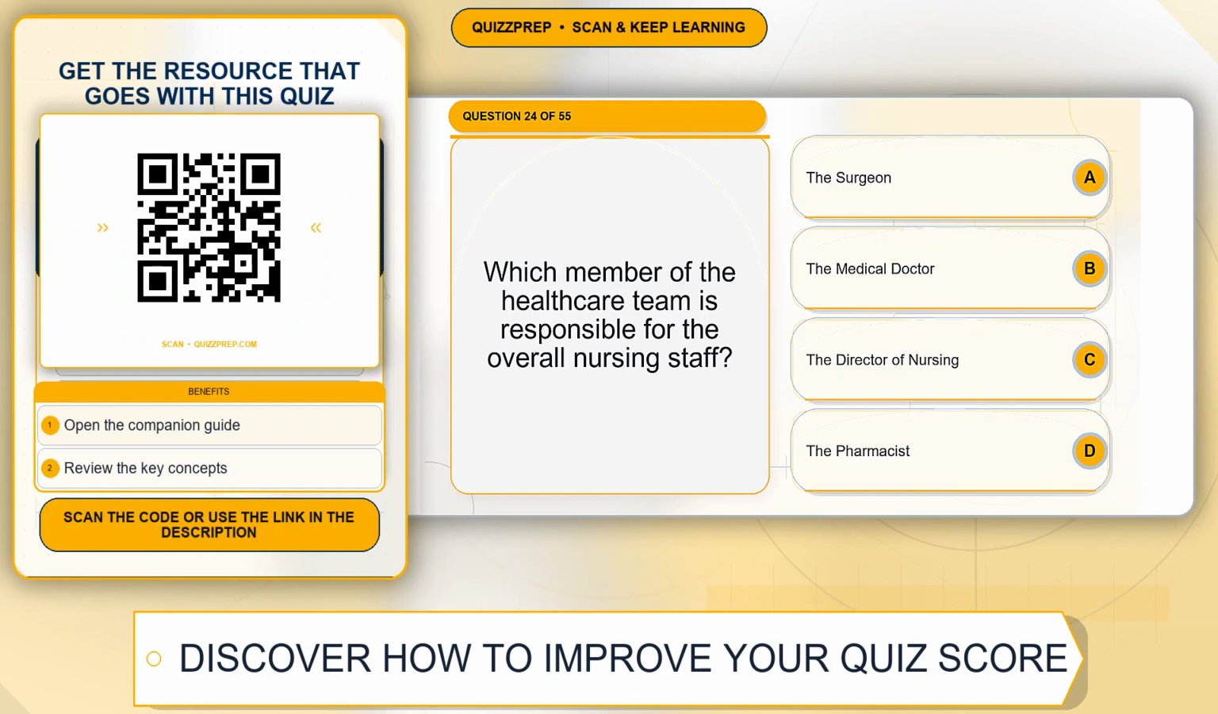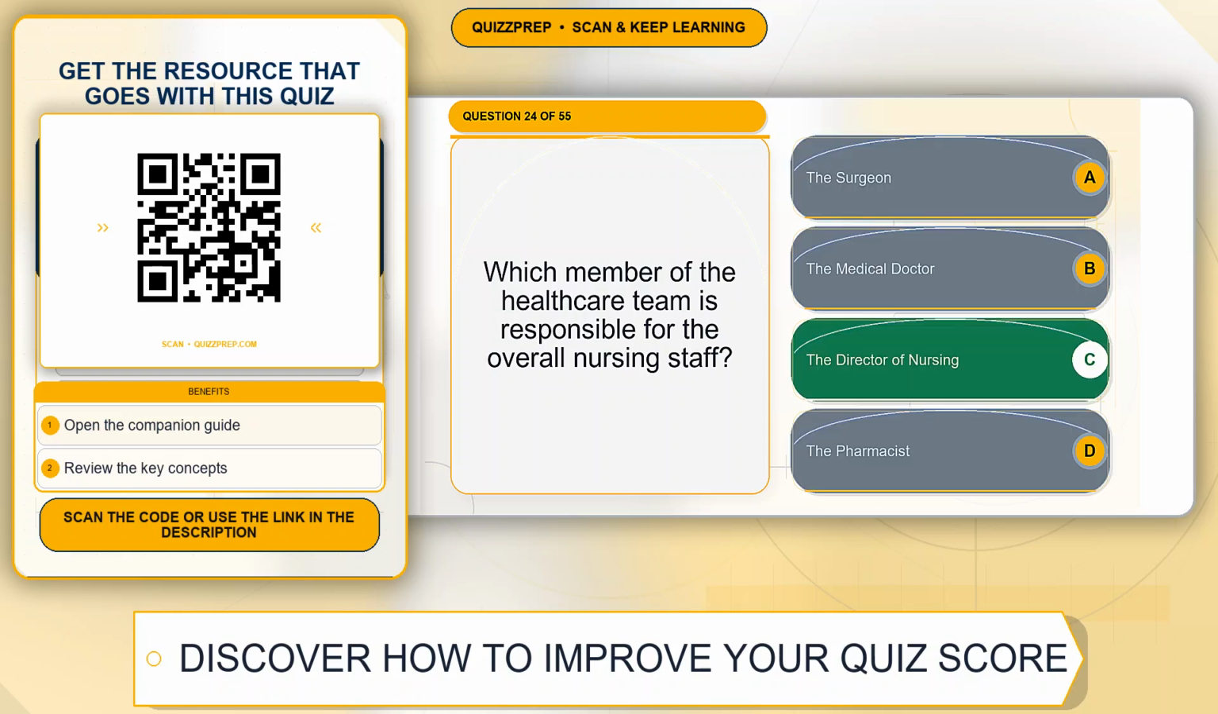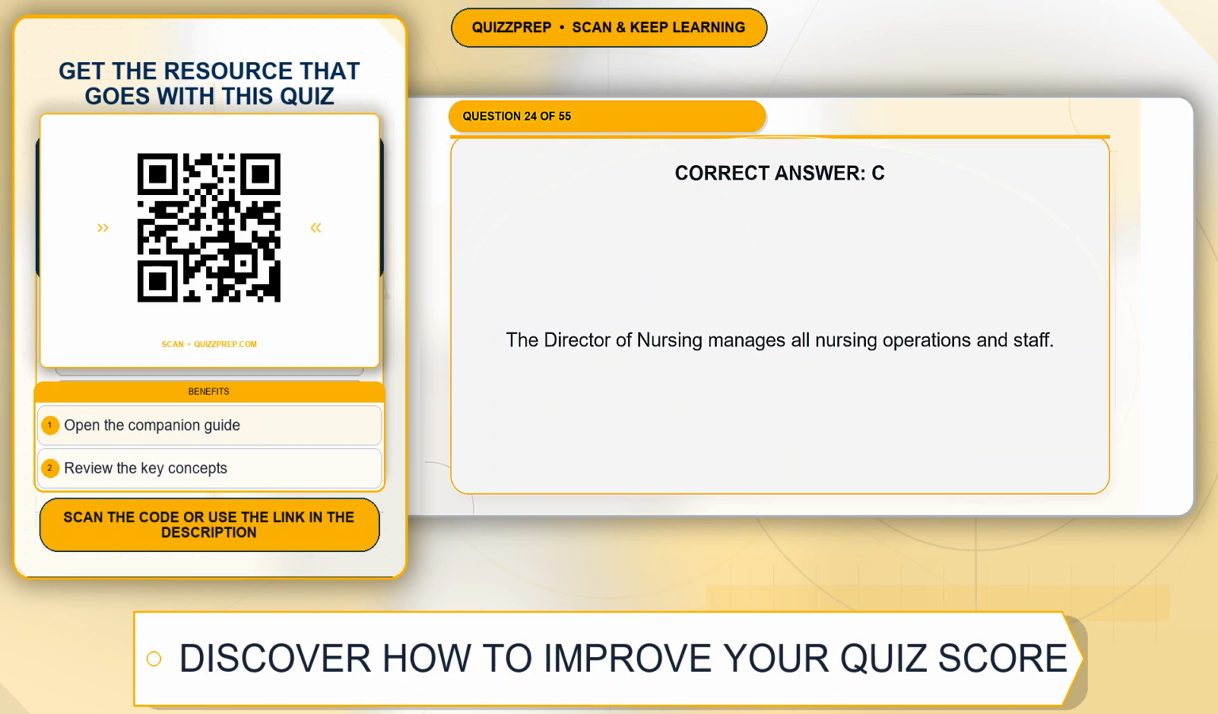Question 24. Which member of the healthcare team is responsible for the overall nursing staff? Option A, the surgeon. Option B, the medical doctor. Option C, the director of nursing. Option D, the pharmacist. The correct answer is option C, the director of nursing. Explanation: the director of nursing manages all nursing operations and staff.